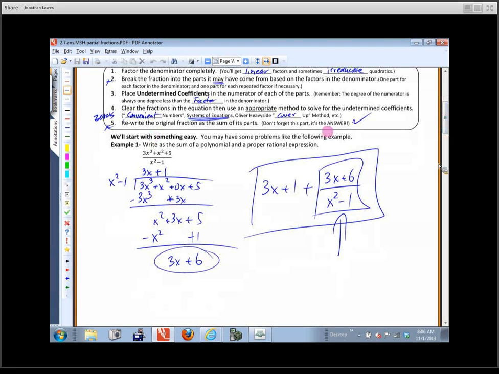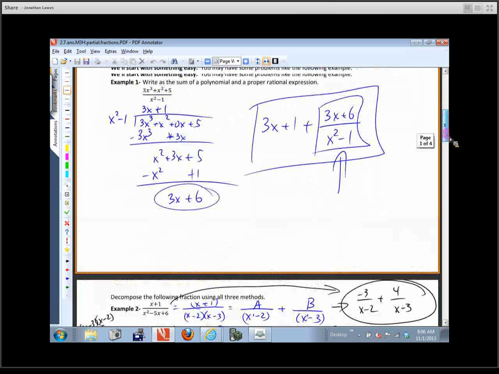And the last step is really easy. Once you find those big capital letters A and B and C and so forth, you just come back and you rewrite the original fraction as its parts. Okay, don't forget that. A lot of people kind of get relieved once they find out what A is and what B is, and then they stop right there. You want to go back and you want to write the original fractions.